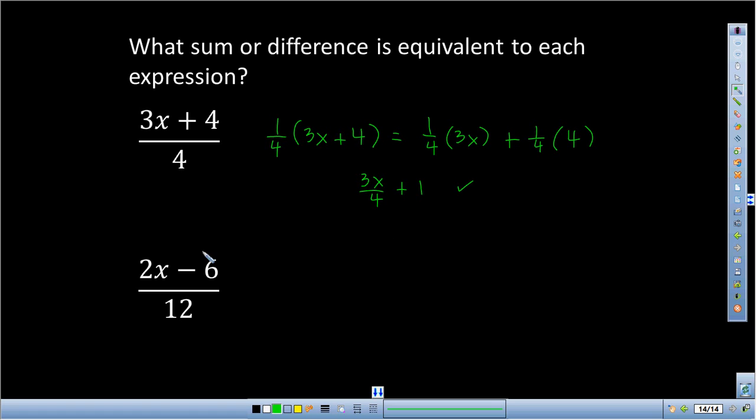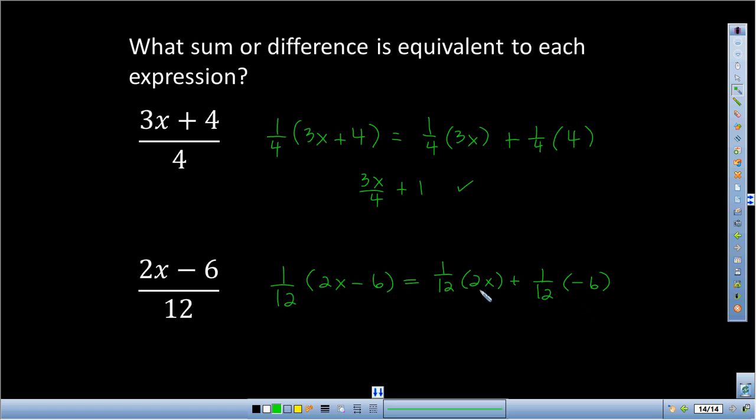Okay, in this example we have 2x subtract 6 all divided by 12. That's the same thing as 1/12 multiplied by the numerator 2x subtract 6. That is the same thing as 1/12 multiplied by 2x added to 1/12 times negative 6.